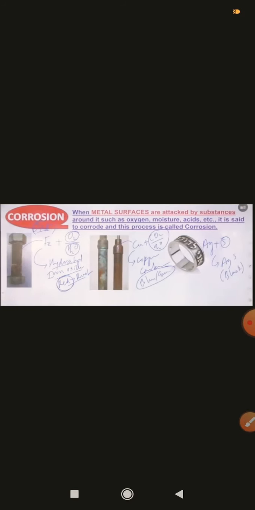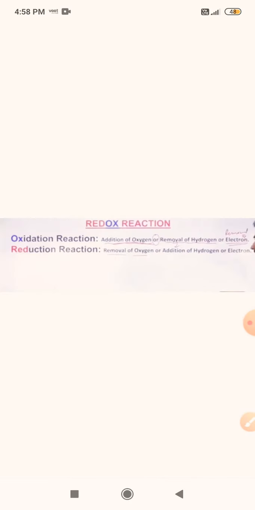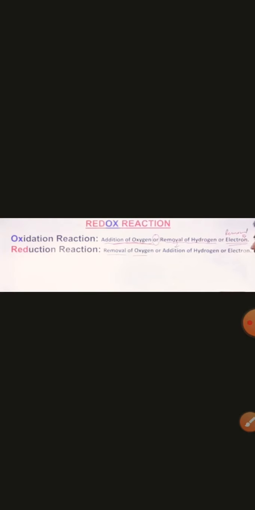Corrosion. First of all, before corrosion, we must cover oxidation and reduction. What is it? Let me open. Redox reaction. No, not at all. It is a redox reaction, where red means reduction and ox means oxidation.